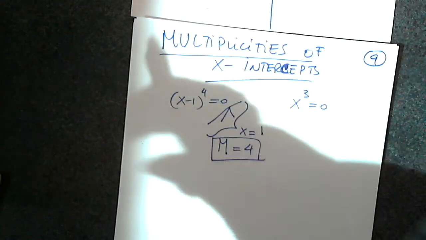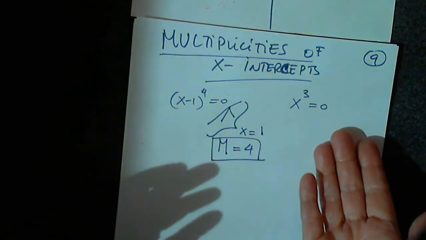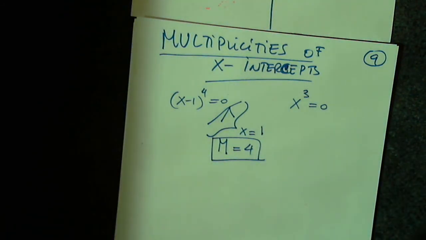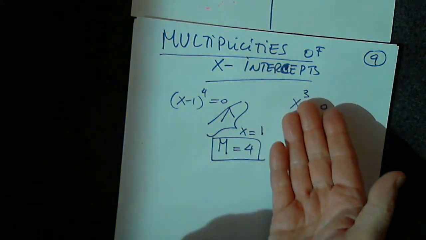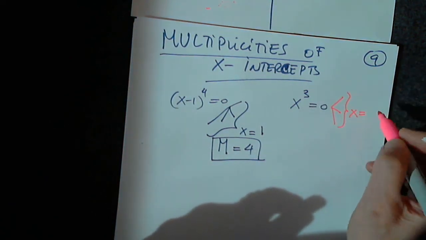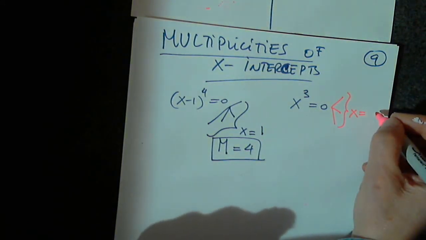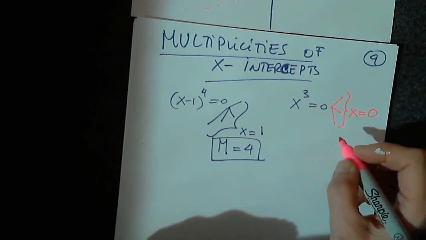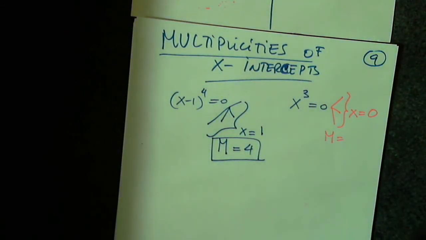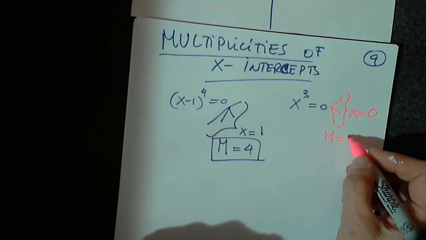Let's look at the other one. How many solutions will this one have? I'm still looking for the x-intercepts. This is a function. I set it equal to 0. I'm looking for x-intercepts. So how many x-intercepts will this have? What is the degree? So it has to have 3. But it happens that all of them are the same, and they are equal to 0. Perfect. So the multiplicity of this x-intercept, which is x equals 0, is 3, of course.